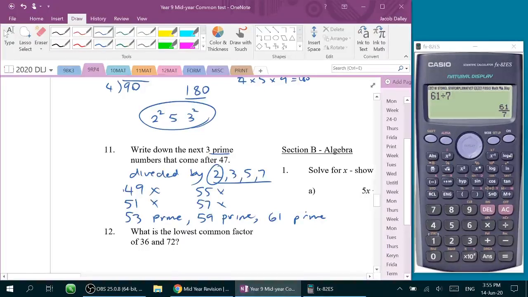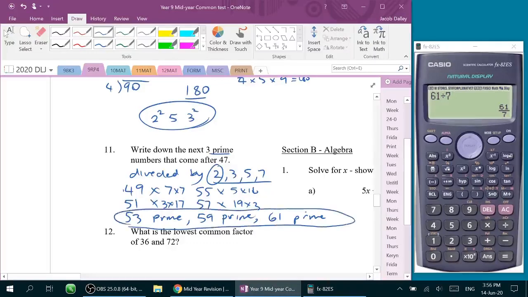So just going back, 49 was 7 times 7, 51 was 3 times 17, 57 was 19 times 3, 55 was 5 times 11, whereas 53, 59 and 61 can only be made by going 1 times themselves, which isn't enough to be significant. Alright.